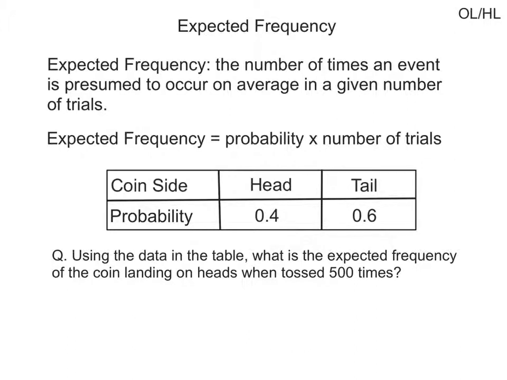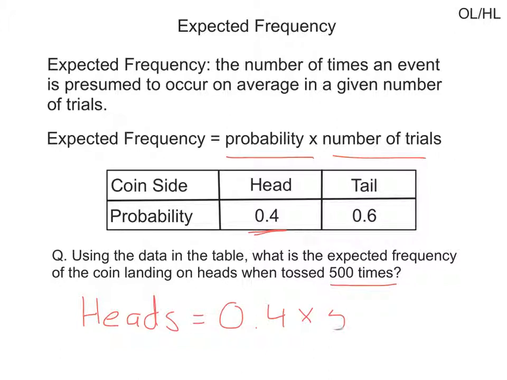Using the data in the table, what is the expected frequency of the coin landing on heads when tossed 500 times? So we want it to land on heads, and using our formula, the expected frequency is equal to the probability. So the probability of a head is 0.4 multiplied by the number of trials. In this case, our number of trials is 500. So 0.4 multiplied by 500 will give us 200. So if we throw this coin 500 times, we would expect 200 times for the coin to land on heads.